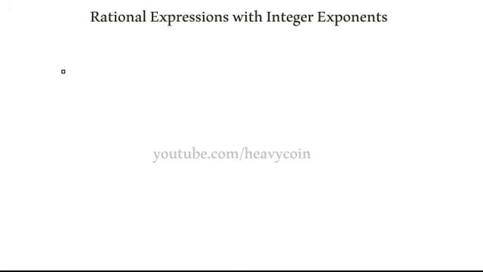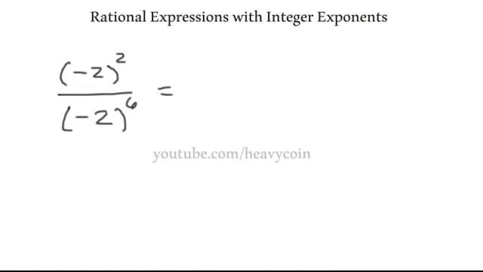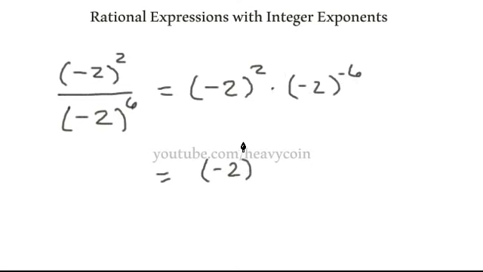Okay, let's do one more of those. Negative 2 squared over negative 2 to the sixth. Now there's 2 in the top, 6 in the bottom, so I'll just write it like this. We're going to take the denominator and bring it up. Because it's a positive 6, we take it into the numerator, and this becomes negative 2 to the negative 6. And then of course we can add our exponents, and this becomes negative 2 to the negative 4.